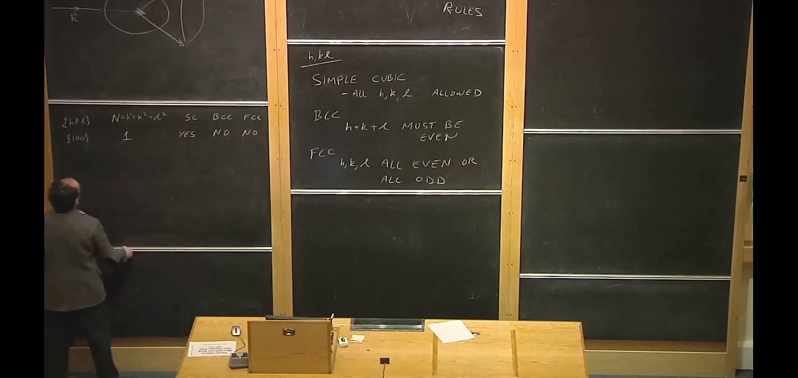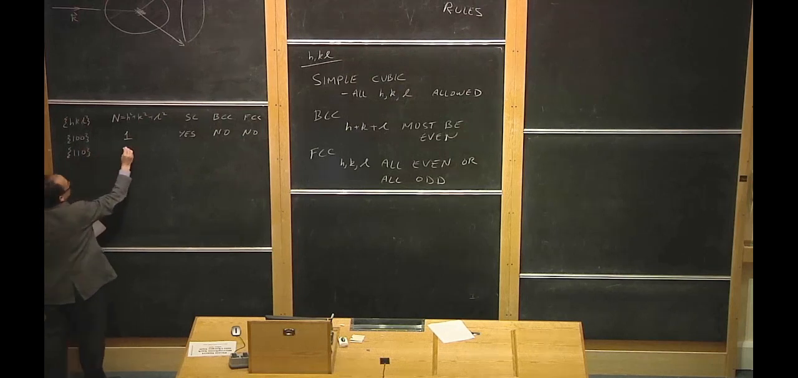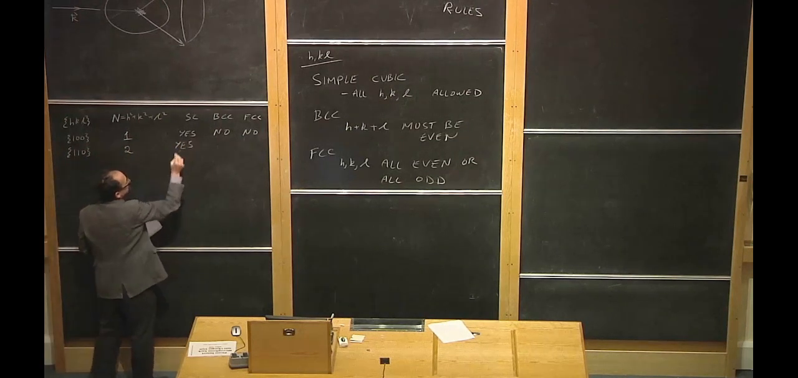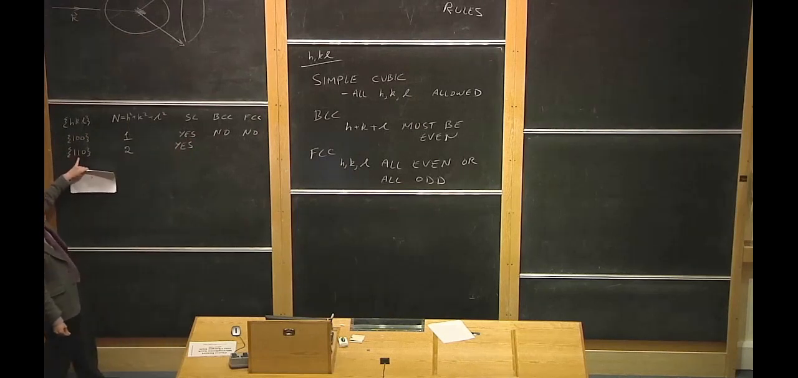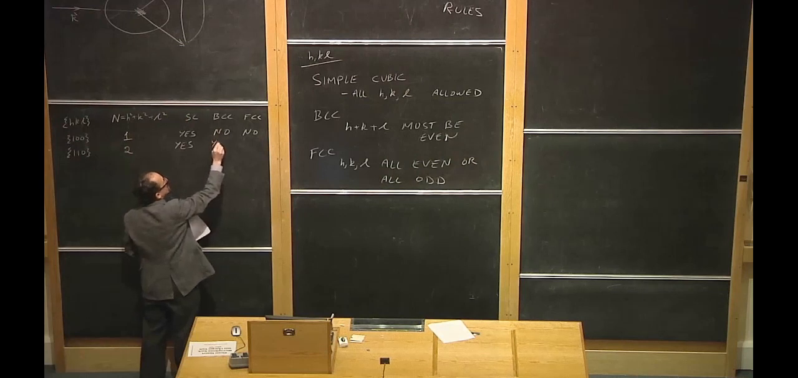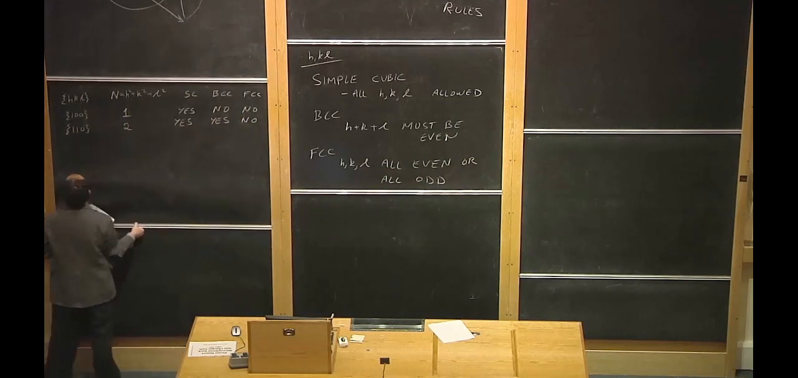How about the next simplest one, 1, 1, 0. h squared plus k squared plus l squared is 2. Simple cubic, well, yes, that's also allowed. BCC, well, 1 plus 1 plus 0 is 2, which is even, so that's allowed, yes. FCC is not allowed because they're not all odd or all even.